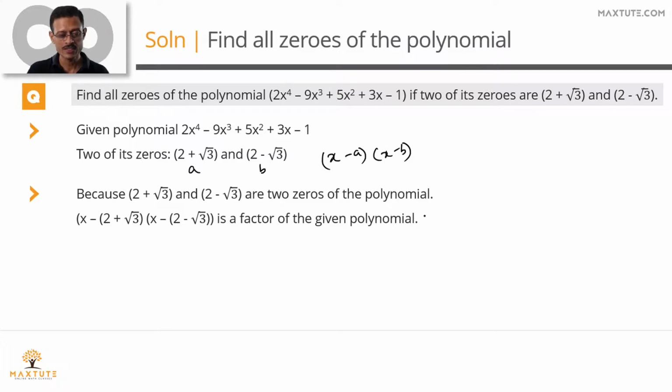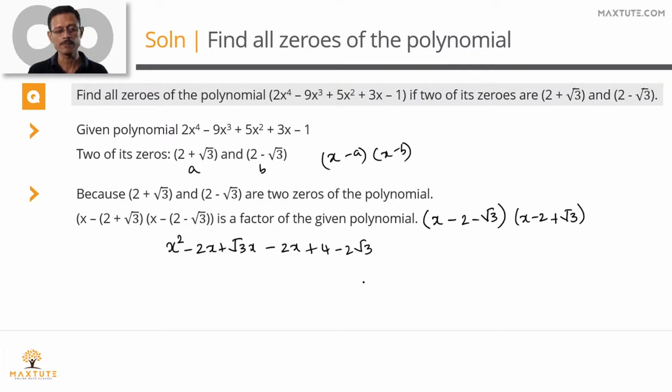Let's expand these terms. Let's start with this. X minus, I'll take the minus inside, so minus 2 minus root 3 is the left hand side term. The right hand side term will be x minus 2, minus of minus will make it a plus root 3. Let's multiply the terms to expand it. X gets multiplied with all three terms on the right hand side to leave us with x square minus 2x plus root 3x. The second term is a minus 2. Minus 2 into x is a minus 2x. Minus 2 into minus 2 will make it a plus 4. Minus 2 into root 3 is a minus 2 root 3.